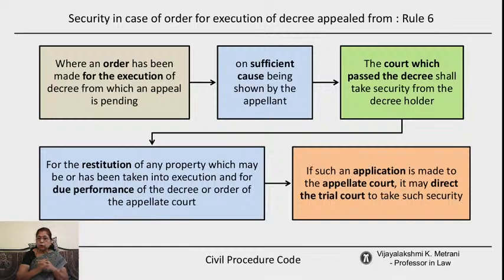What happens is, once the decree is executed, the proceedings start. Execution proceedings we will be discussing in Order 21. According to that, the procedure starts. Once the proceedings have started, and suppose some property has been taken for execution, and such an application is made to the appellate court, then the appellate court will ask the trial court to take the security. If that application is made to the trial court itself, the trial court can take security for that purpose and restitute that property when it is stayed.